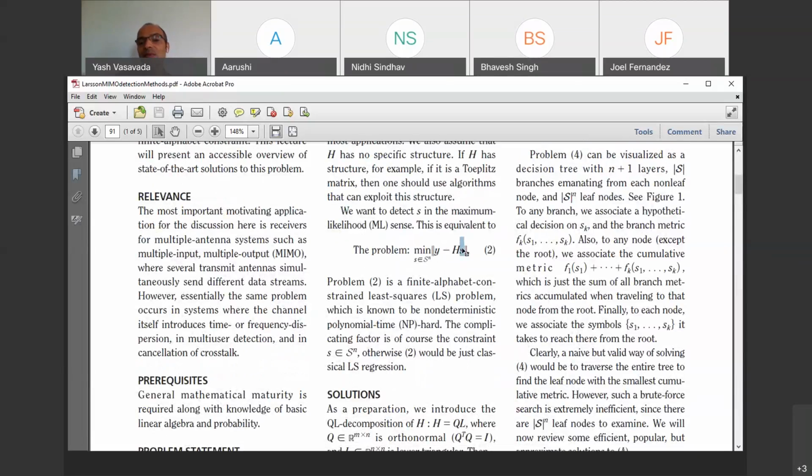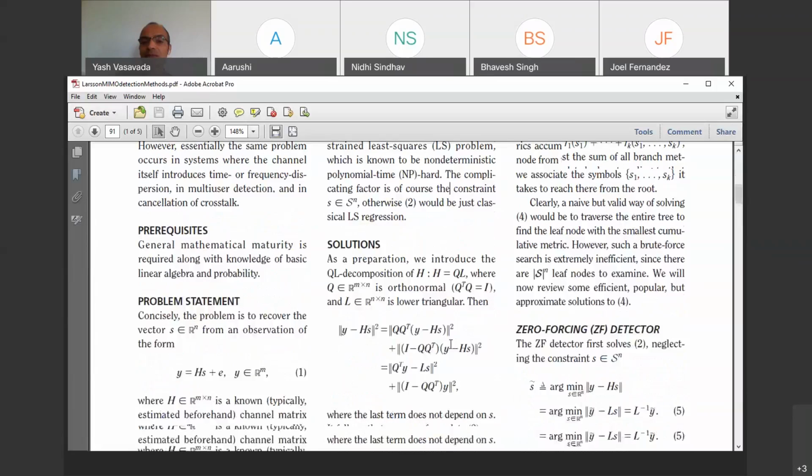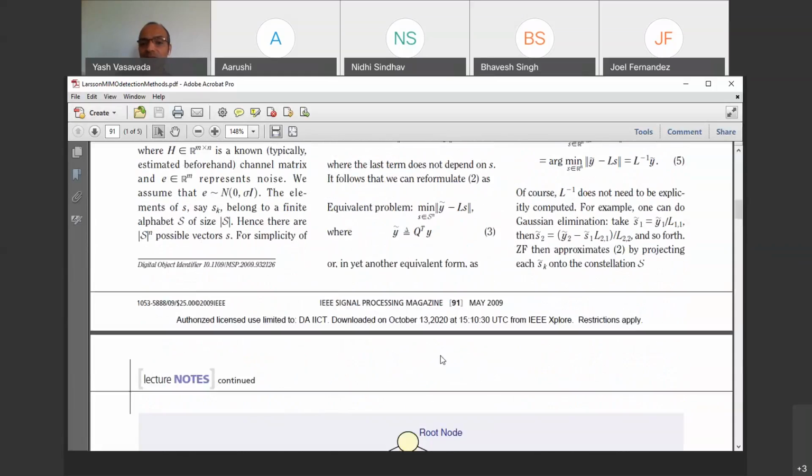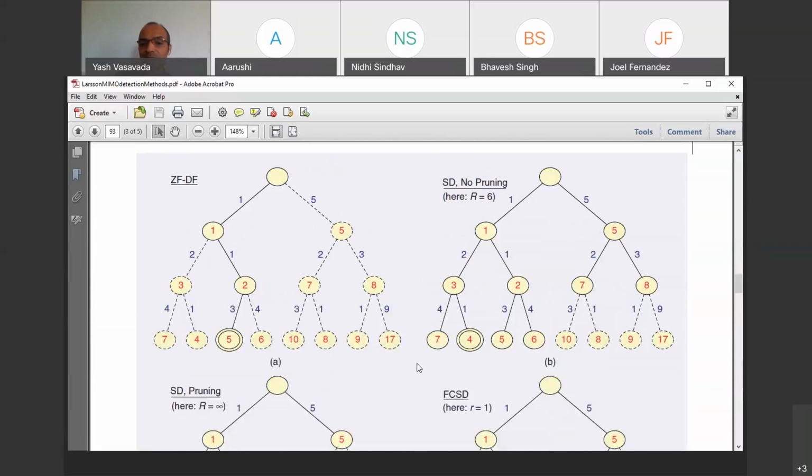If S is BPSK and there are a total of capital K users, we have said that it will be 2 to the power K. If there are 100 antennas and if each antenna is simultaneously transmitting a BPSK symbol, we will have to look at 2 to the power 100 possibilities for this distance minimization. And those 2 to the power 100 possibilities are these leaf nodes of this binary tree.